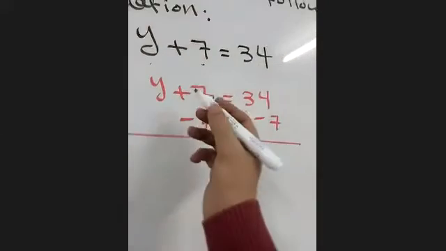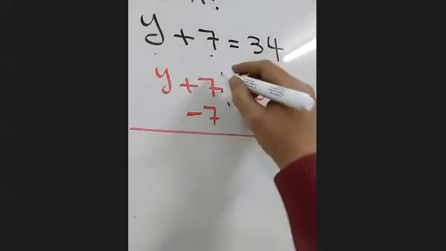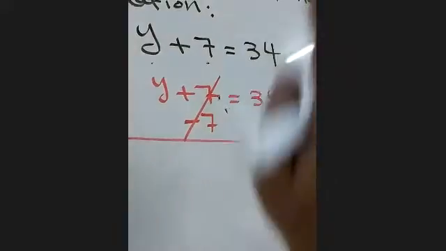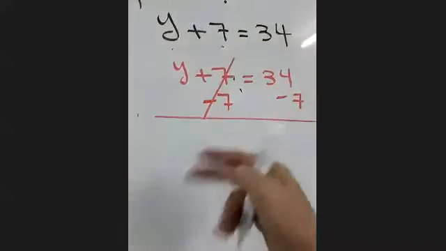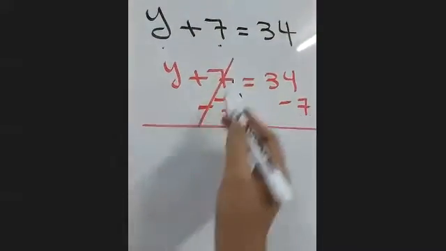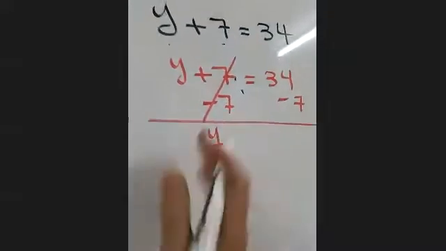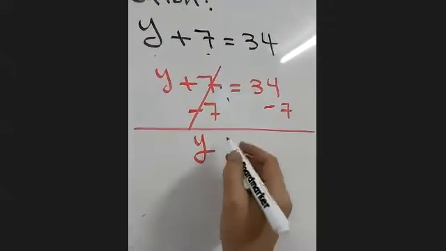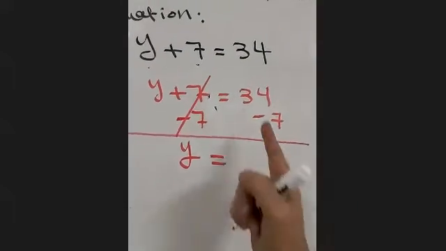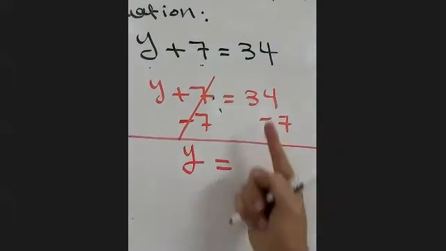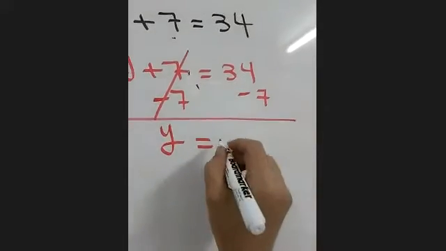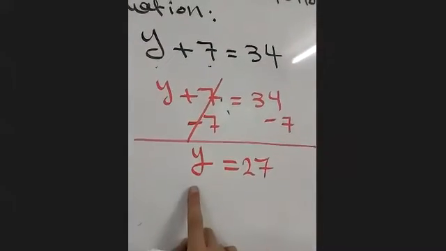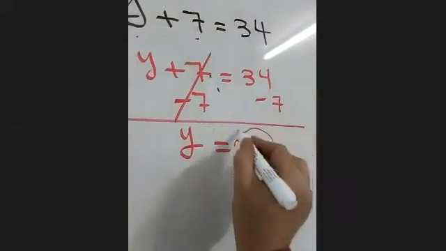Now, 7 minus 7, they are gone. 7 minus 7, 0. What is still here now? Still y, because 7 is gone with minus 7. And the equal comes down. Now, 34 minus 7, how much is 34 minus 7? Is it 27? Now, how much is y? It is 27. This is the solution of the equation.